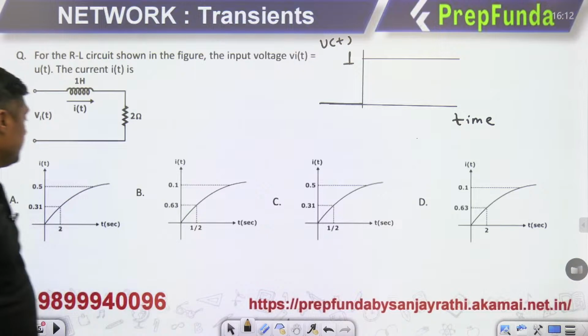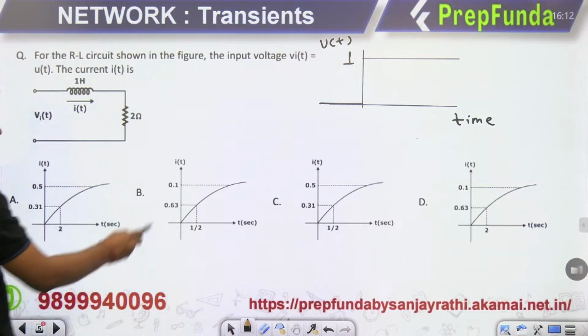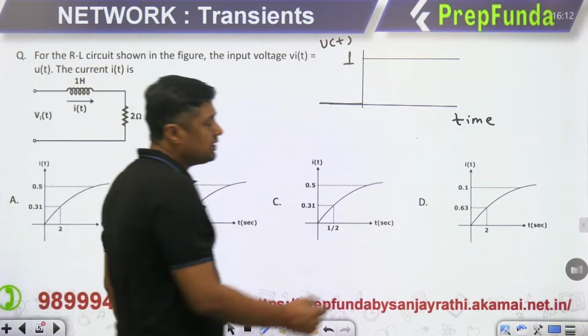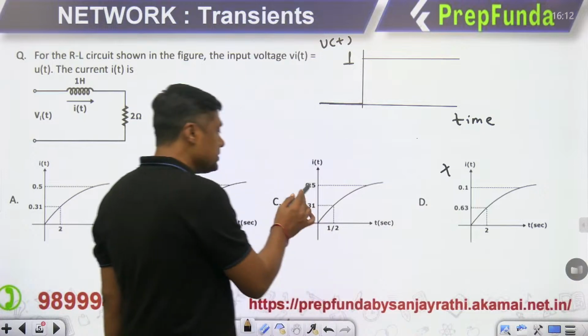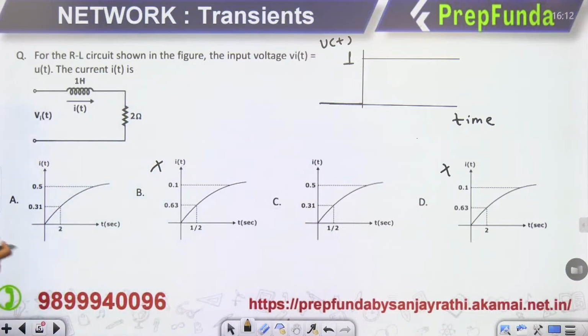0.5 ampere. Right? Now look here, this final current is represented as 0.1, so this can't be the answer. 0.1, that's why this is not the answer. Here it is 0.5. Final current is what? 0.5. Final current is 0.5. So A may be the answer or C may be the answer, guys.